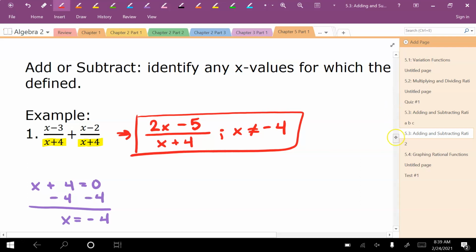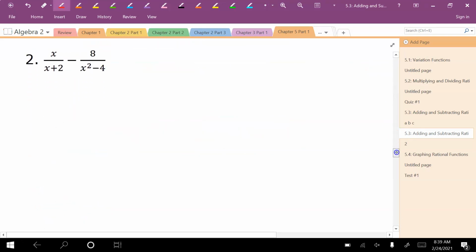Okay, so let's take a look at this next one here. So we have x over x plus 2 minus 8 over x squared minus 4. Which denominator do we need to factor? First fraction, second fraction, which one? Second one? Because the second one says x squared minus 4, we need to try to factor this a little bit.